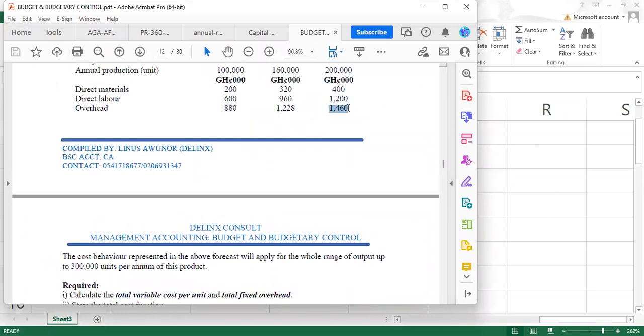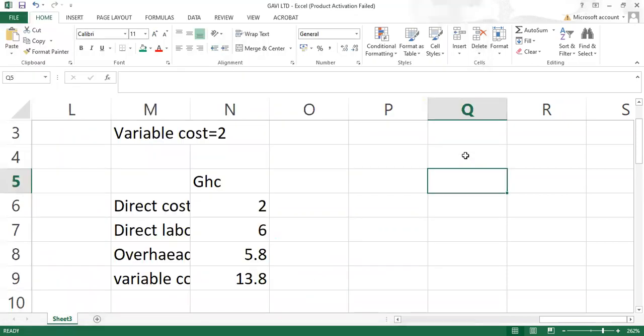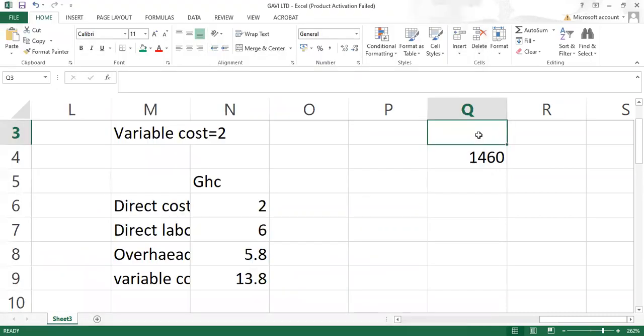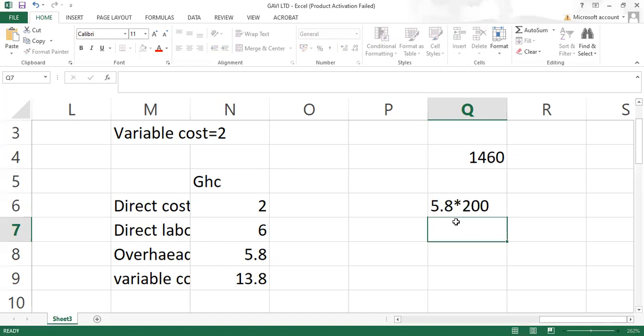Are you okay? 14.60. So if the total cost for, how many units is that? 200 units, isn't it? Yes. And variable cost per unit is what? 5.8. It means that the total variable cost should have been 5.8 times 200 units, isn't it? Yes. That should have given us how much? 1,160,000. But they are saying that the total cost is what? 1,460,000.